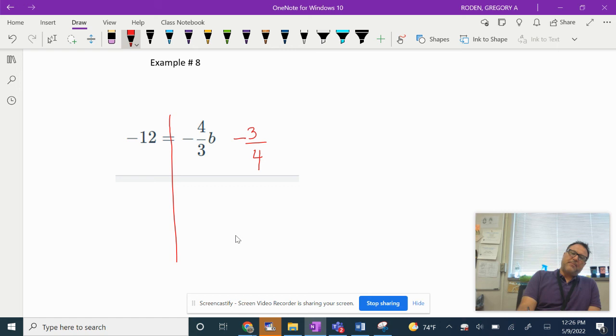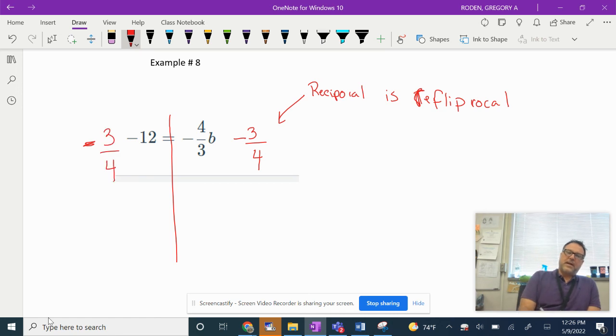So if I multiply by the reciprocal, what is it? Is the reciprocal? How do you spell reciprocal? That's an R. Reciprocal is reciprocal. So now we're going to multiply by the reciprocal over here. So now we're going to multiply a negative 3/4 on that side.